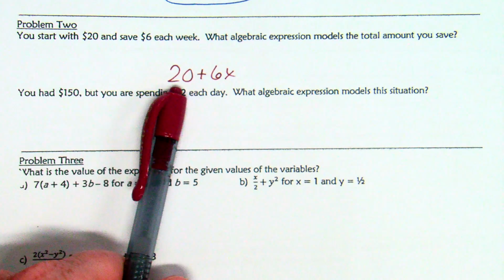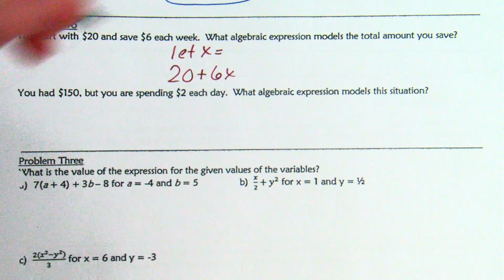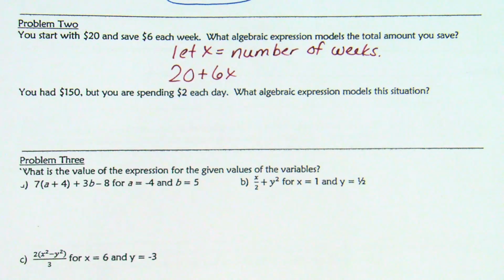Okay, he says 20 plus 6x. You like his 20 plus 6x? Because what's he doing? He says, okay, you start with 20, so there's my 20. You save $6 each week, so that means you are adding $6 each week. So what does this x stand for? The number of weeks. Okay. I realize it didn't say to, but I am going to define my variable, meaning Ezra chose to use x. So I'm going to state what that x stood for. Let x equal number of weeks.